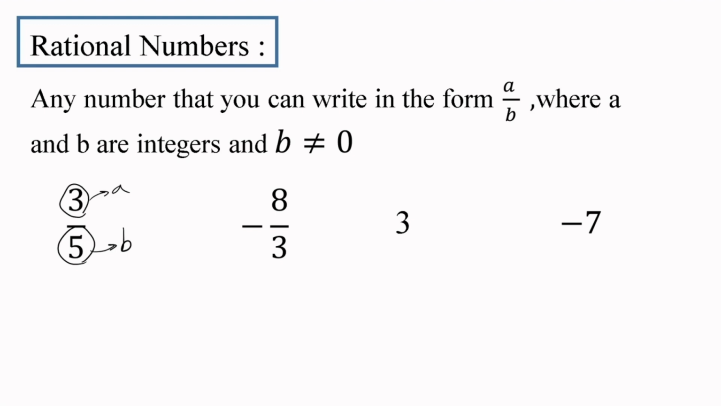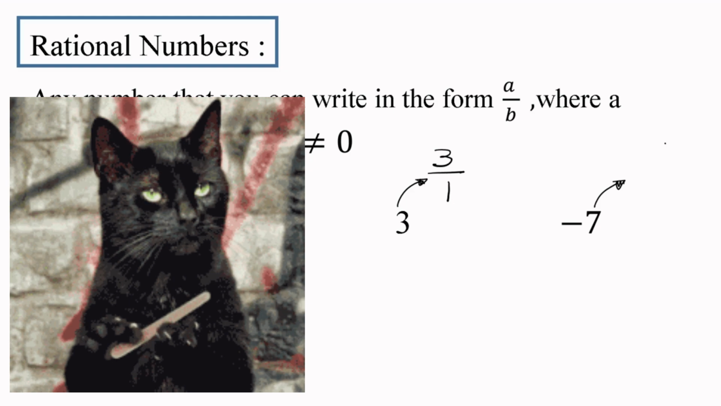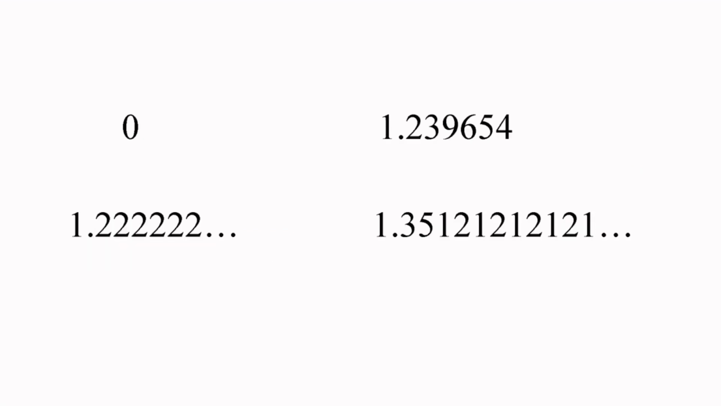Look at the second one, minus 8 over 3. It is a rational number because we can write it as a fraction. It is already a fraction, right? And b is not 0. What about 3? 3 is not a fraction. It is not in the form a over b. But we can write it as 3 over 1, so it's going to be a rational number. Or minus 7, which is an integer, right? It is not in fraction form, but we can write it as minus 7 over 1, and 1 is not equal to 0, so this is going to be a rational number. 0, or for example, we can write 0 as 0 over 1.